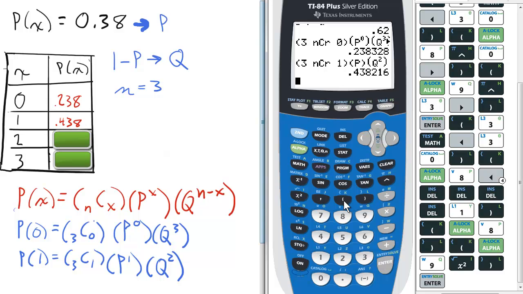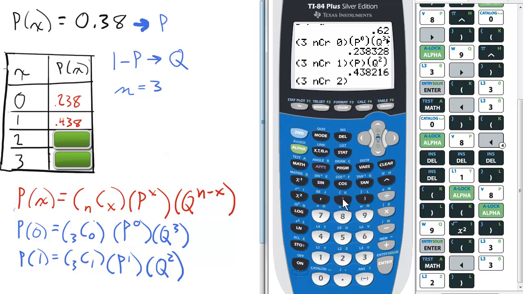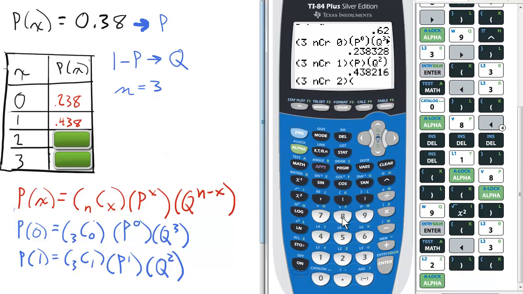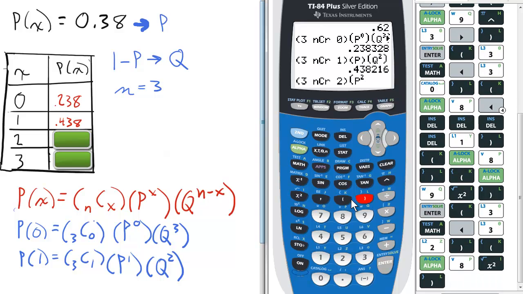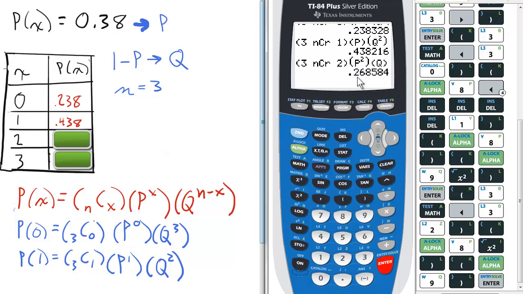Next, for 2, open parentheses, 3, math, probability menu, 3 for nCr, and then 2, close parentheses, open parentheses. In this case, it's going to be p squared, so alpha p squared button, close parentheses, open parentheses. Now since it's q to the 1, we just enter q, close parentheses, enter. So the probability of 2 girls is 0.269 when rounded to 3 decimal places, so P of 2 is 0.269.